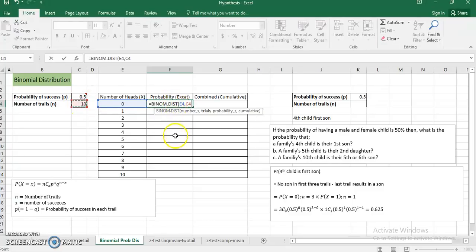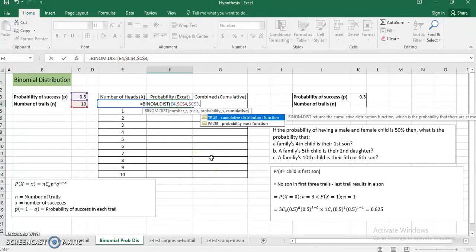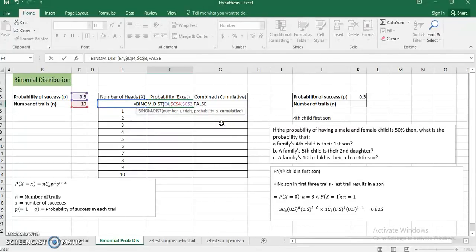And since throughout I'm going to use these 10 trials, I'm going to freeze this particular cell by pressing the F4 key. Then it asks for the probability of success in each trial, which is 0.5 in this cell, which is going to remain throughout my problem. So I'm going to fix it again or freeze it by using the F4 key. Then it asks for cumulative or probability mass function. That means the exact match. So right now I'm using probability mass function, false.